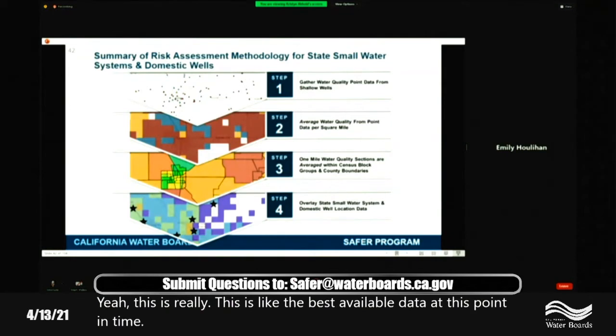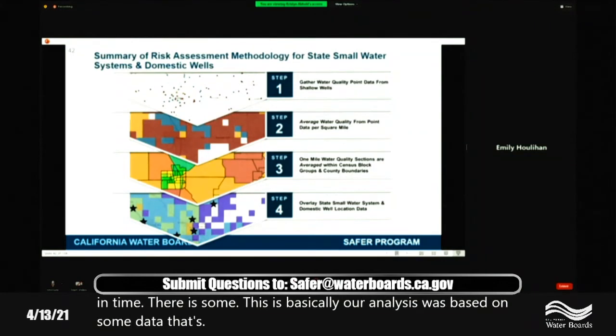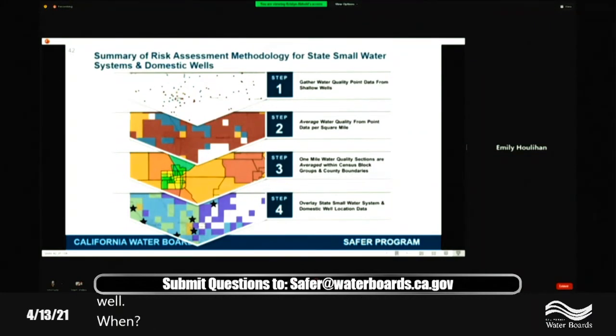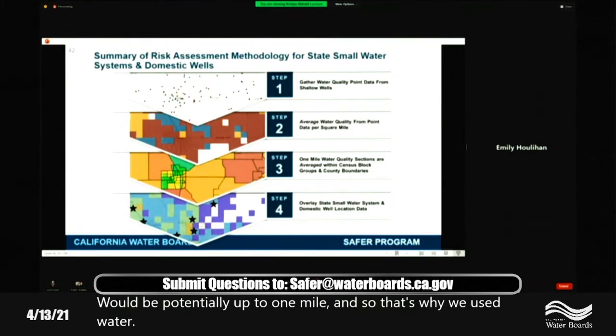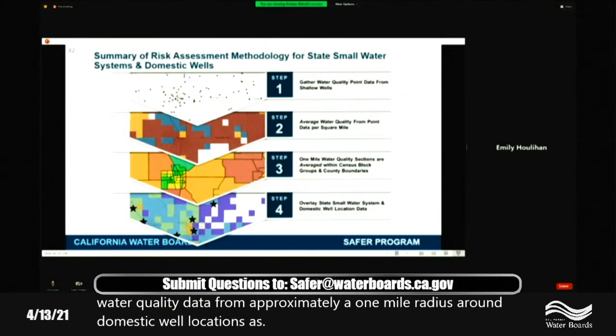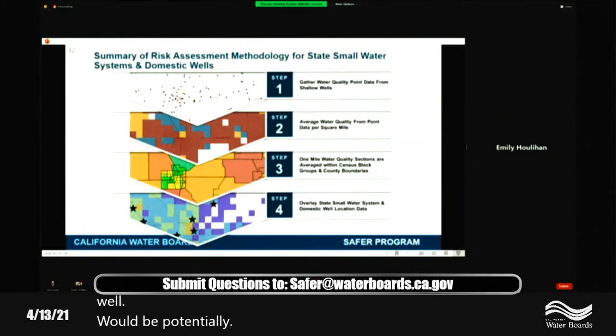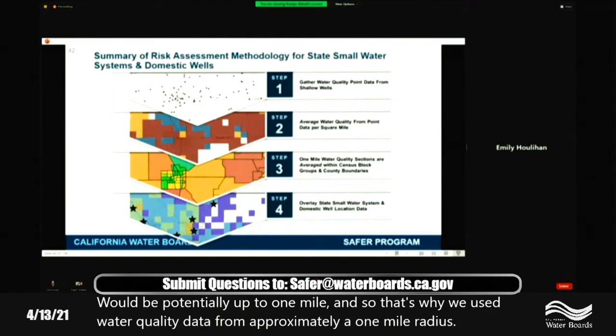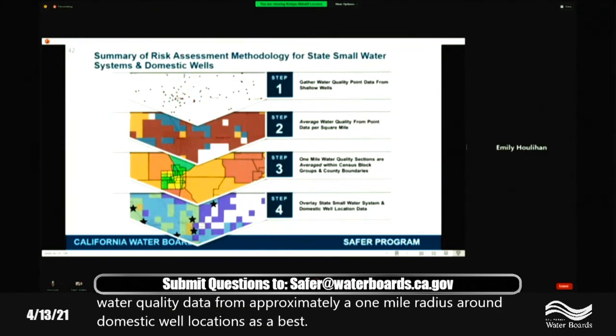Our analysis was based on some data that suggests that the capture zone for a domestic well would be potentially up to 1 mile. That's why we used water quality data from approximately a 1 mile radius around domestic well locations as a best approximation for the water quality data there. The best method would be to sample all domestic wells, but obviously that's not possible at this point in time. So this is the current best analysis.